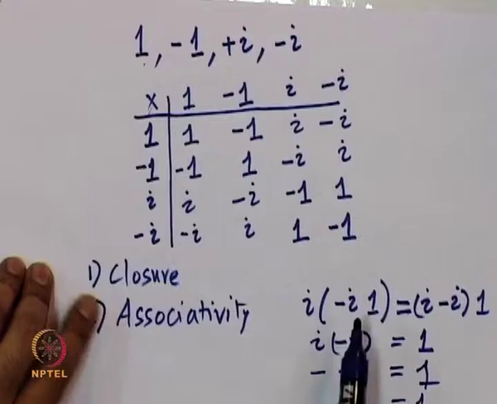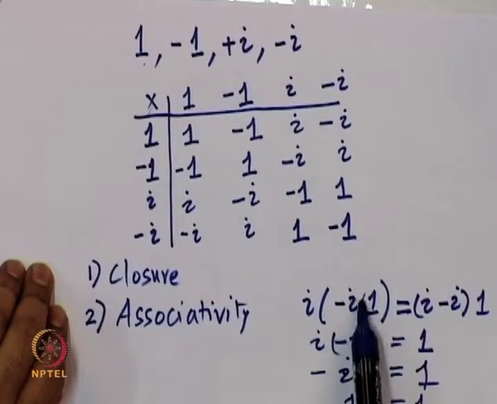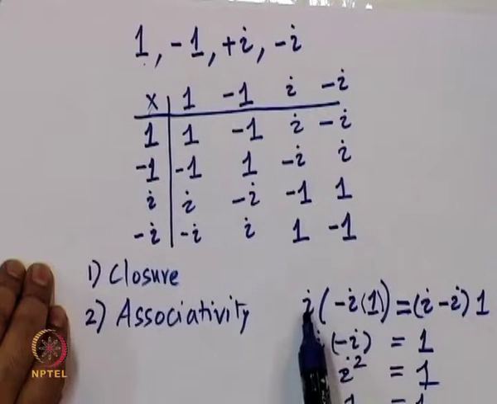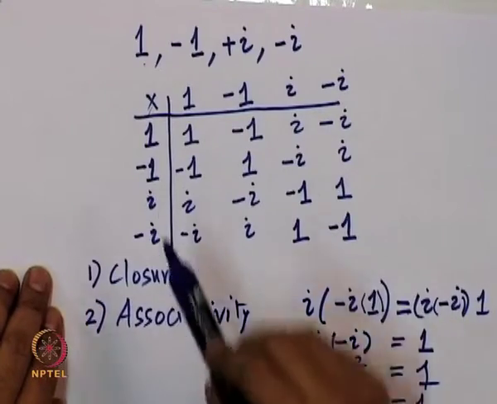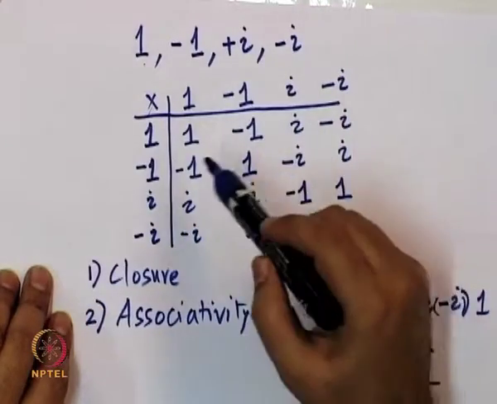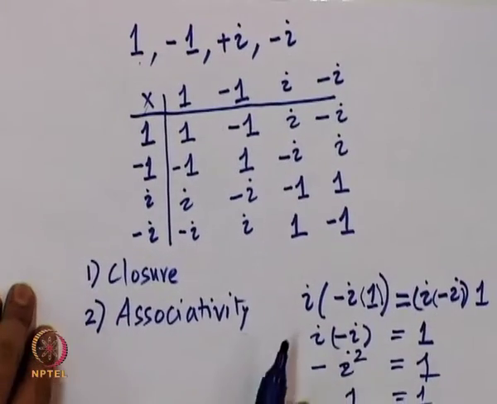So, whether you multiply minus I with 1 first and then multiply that with I, or you multiply minus I with I first and then multiply that with 1, the order does not matter. So, this you can check for many different combinations and you will find that they always give you the same result. This is known as associativity.